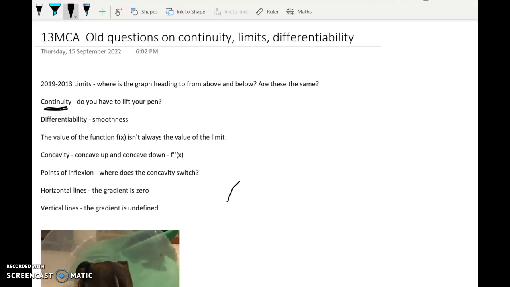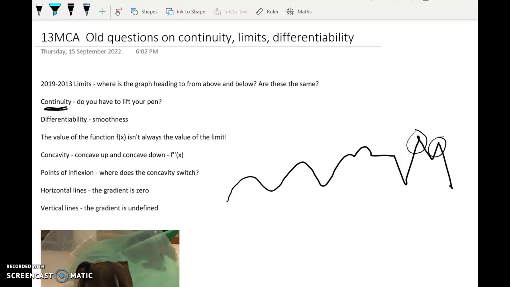So continuity means when I'm drawing the curve, do I have to lift the pen? So a graph can have weird bits and still be continuous, right? So you can see that there's funny stuff going on here and here. But continuity is just saying, are there any jumps in the function? So that's what continuity is going to be about.